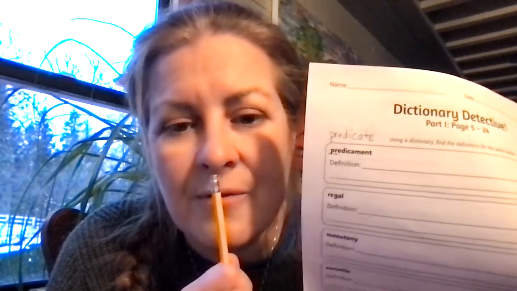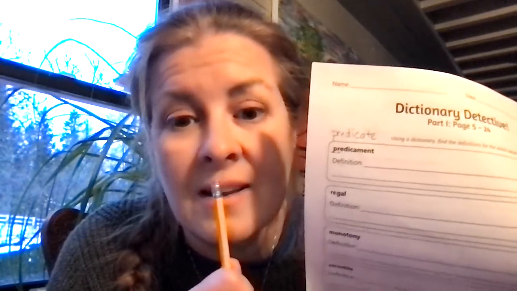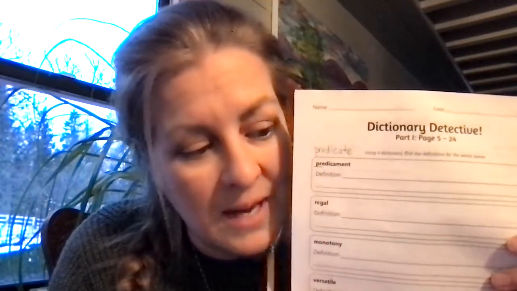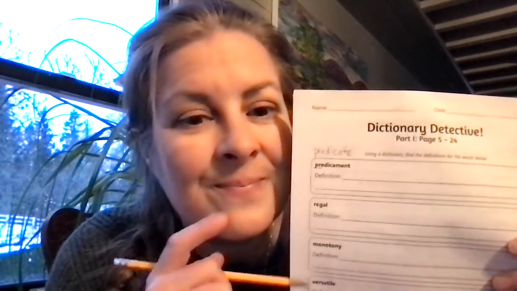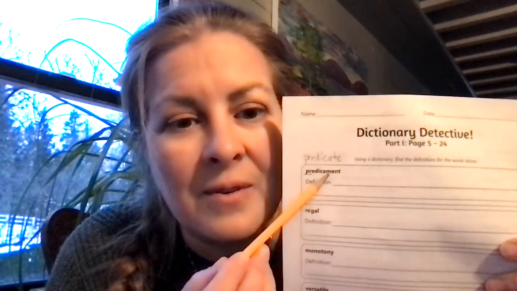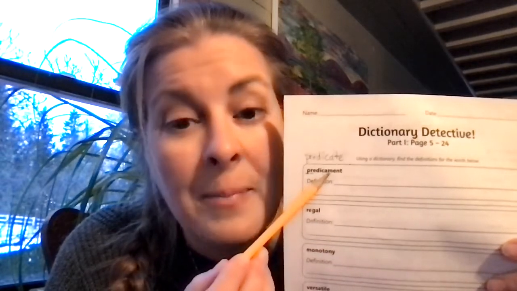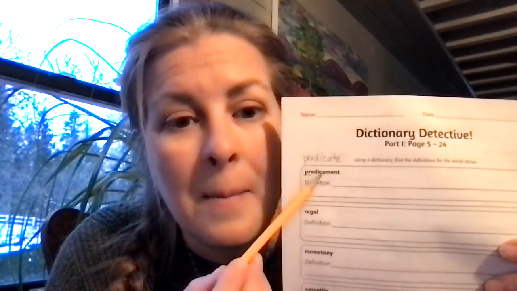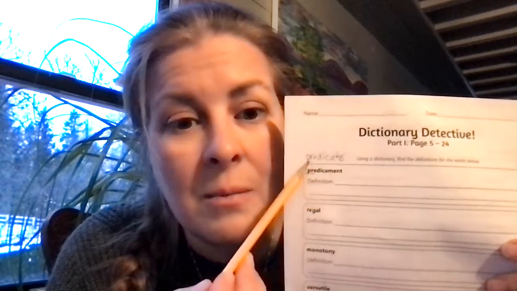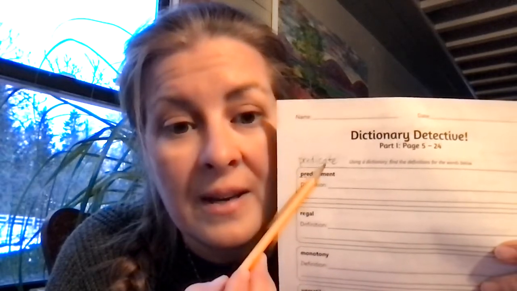Does T come before or after M? Let's sing our song. A, B, C, D, E, F, G, H, I, J, K, L, M, N, O, P, Q, R, S, T. Which came first? M came first, didn't it? So that means predicament is going to come before predicate.